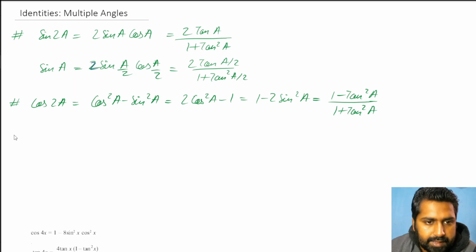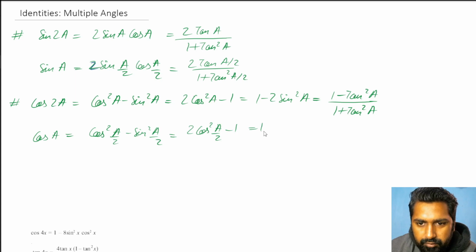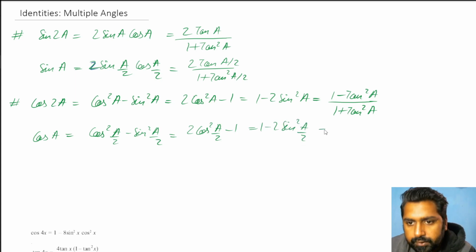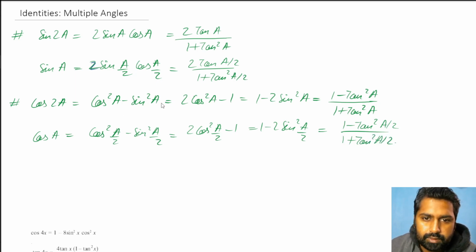All right, same thing I can write with cos a also, meaning again I'm halving the angle. That will be cos square a by 2 minus sine square a by 2, 2 cos square a by 2 minus 1, 1 minus 2 sine square a by 2, and 1 minus tan square a by 2 upon 1 plus tan square a by 2. Learn only the one that is present on the top, the 2a one, but you should be able to comprehend the second one.